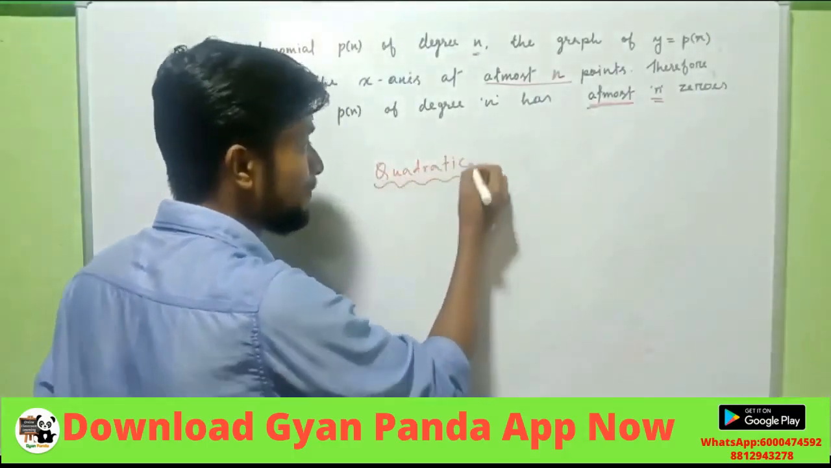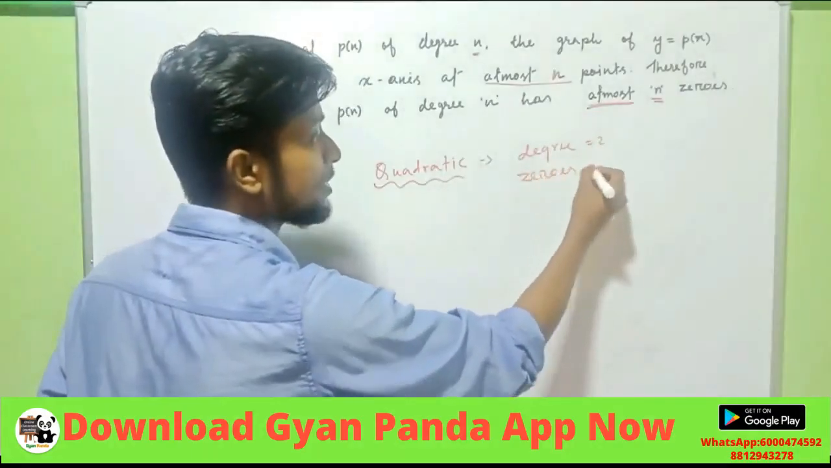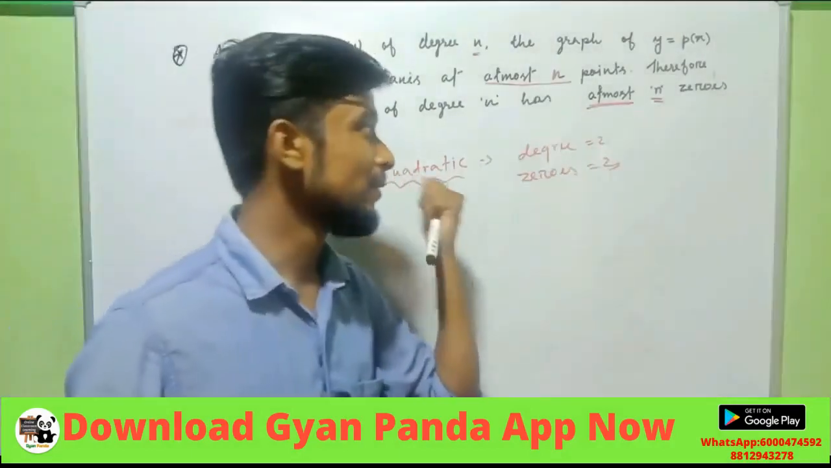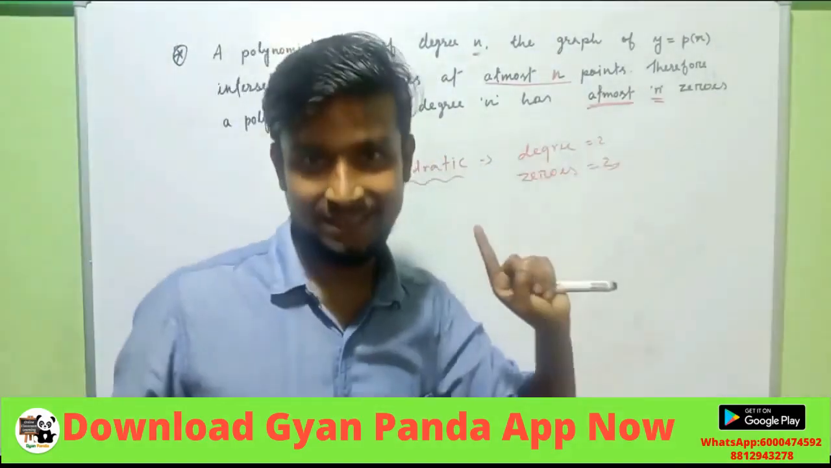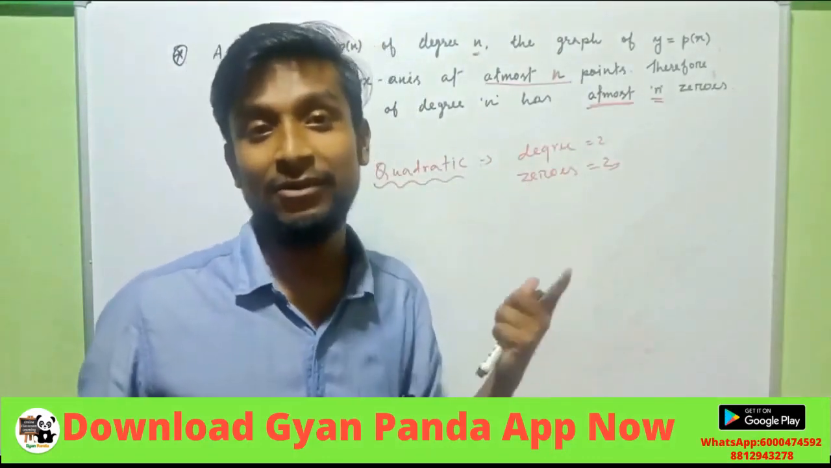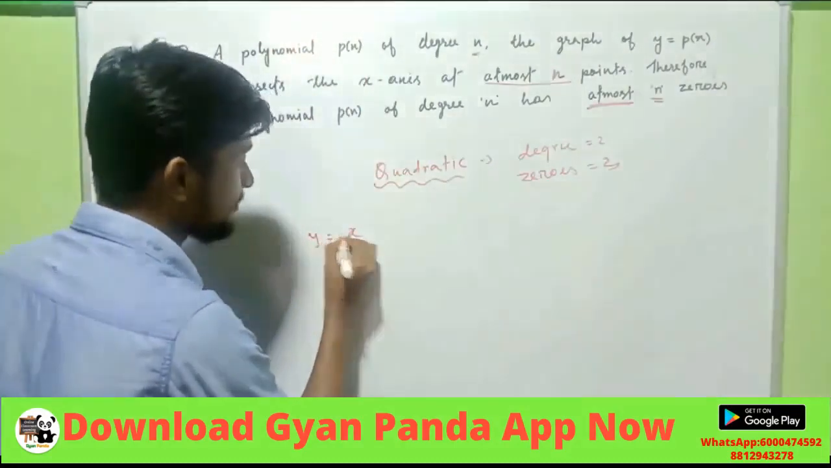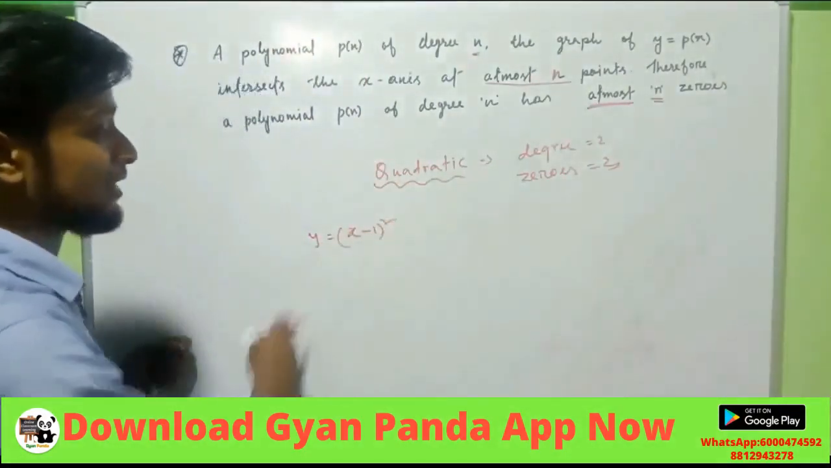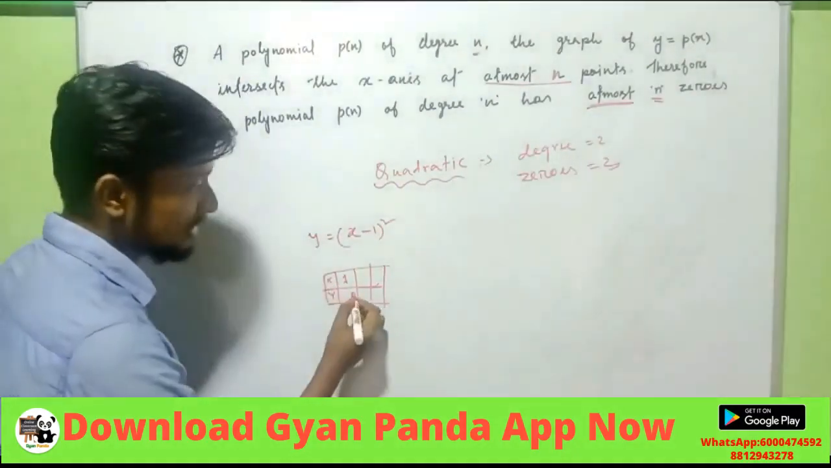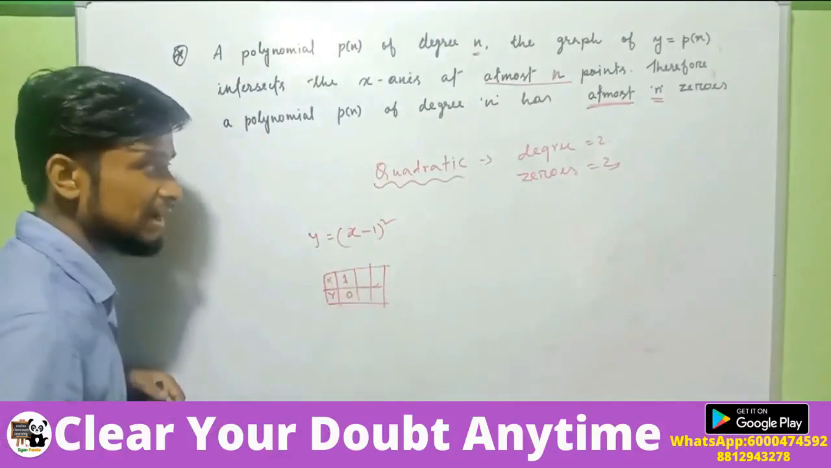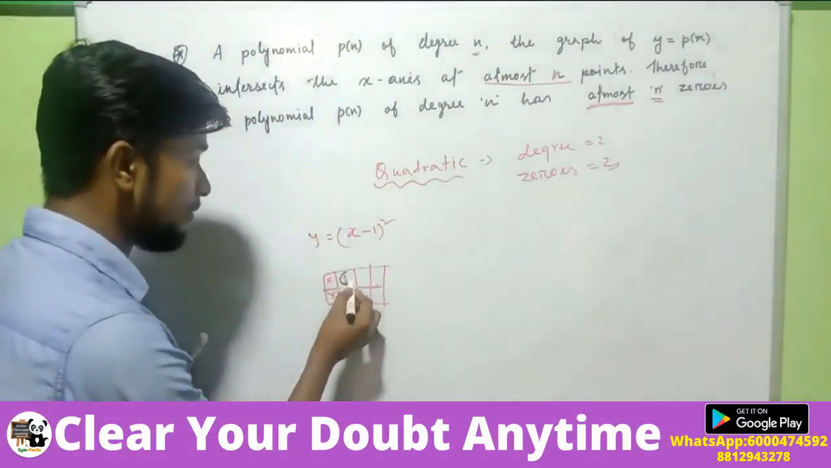we know that a quadratic polynomial is of degree 2. So how many zeros does it have? It can have at most 2 zeros, but that is the maximum. It can also have 1 zero or no zeros. Suppose the polynomial is like x minus 1 whole squared. This is a quadratic polynomial, is it not? What will be the zeros? If we put x equals 1, then only y will be equal to 0. Then we will get only 1 zero, right? That means only 1 point.